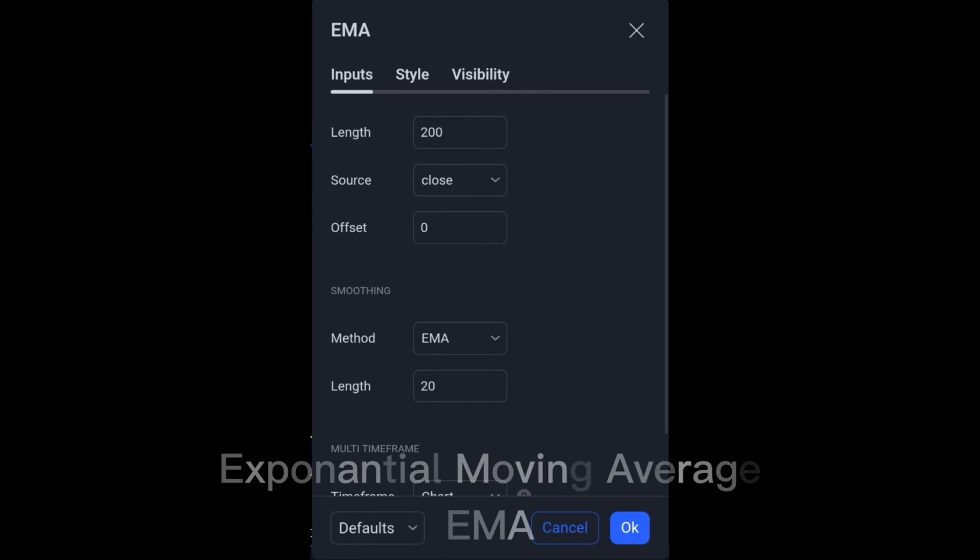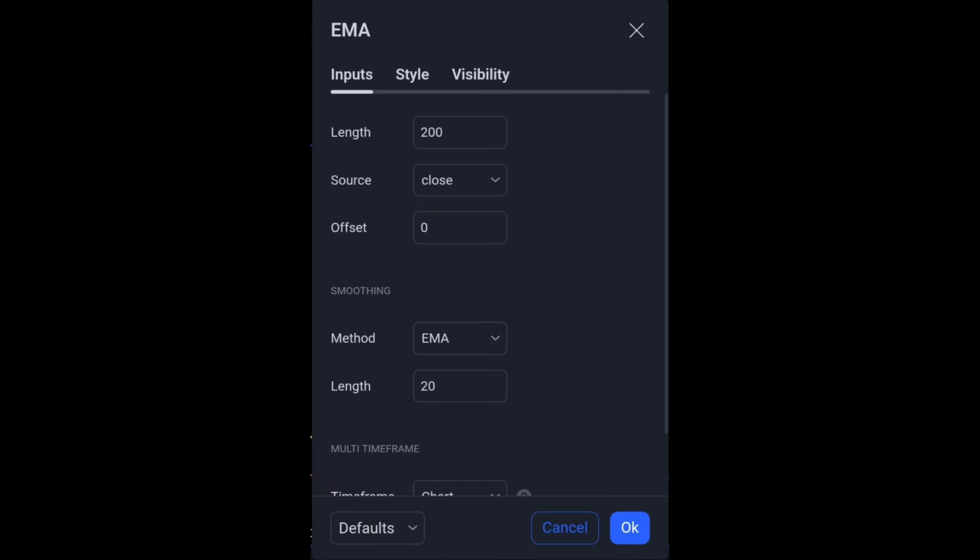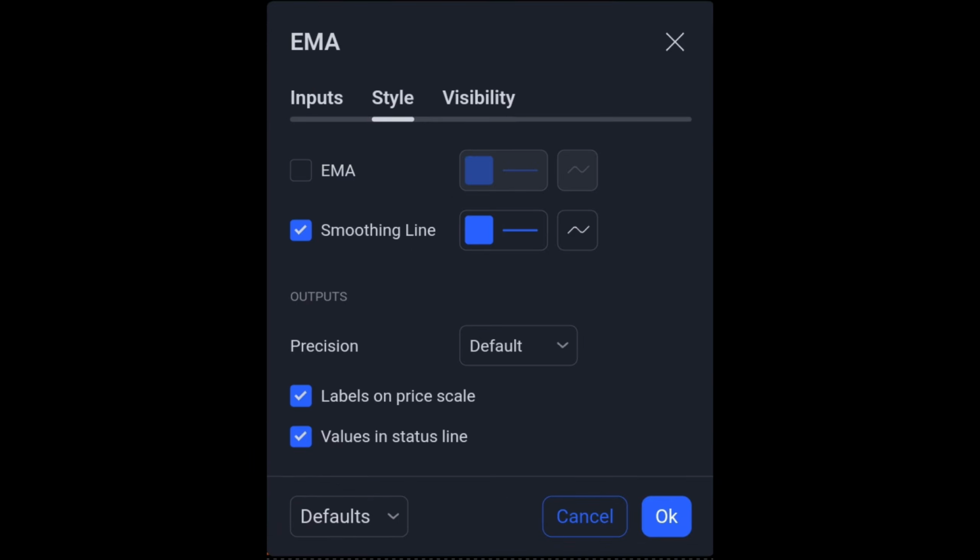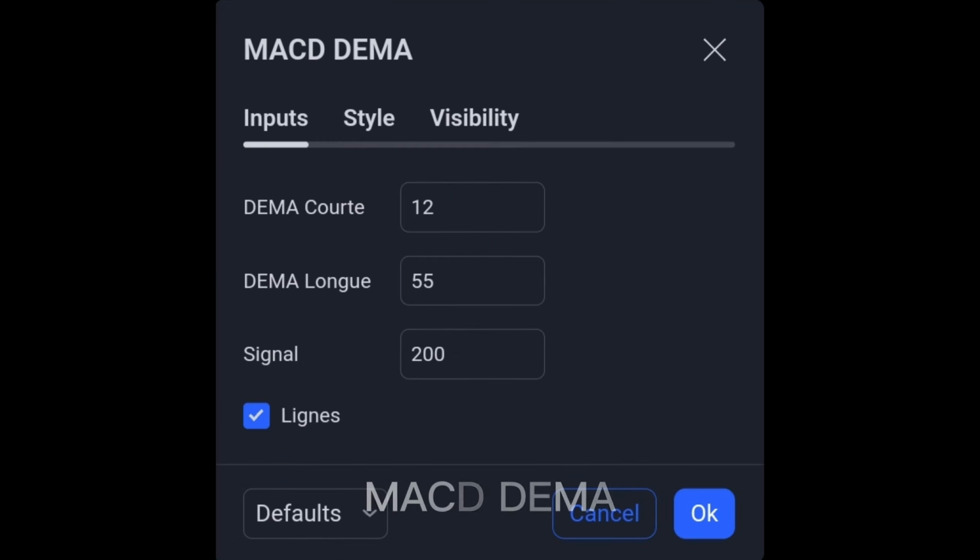Exponential Moving Average EMA. MACD DEMA.